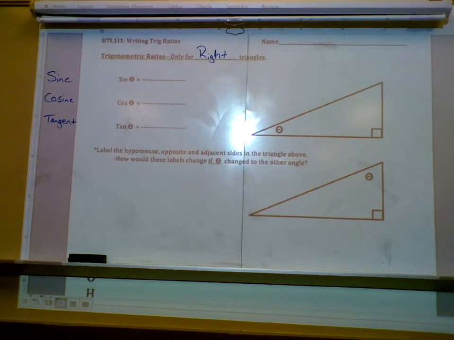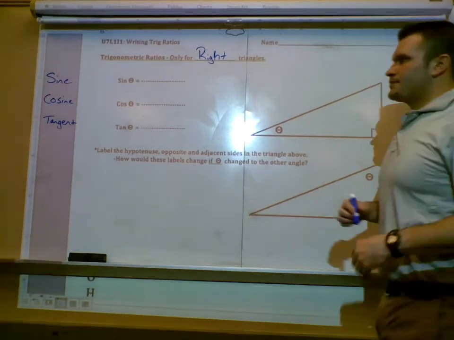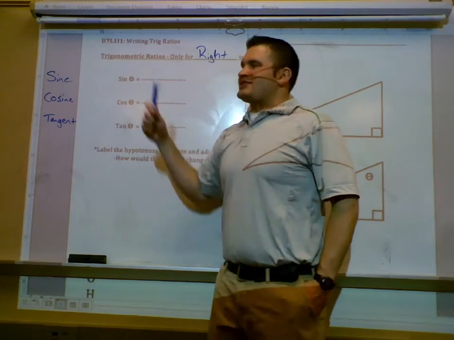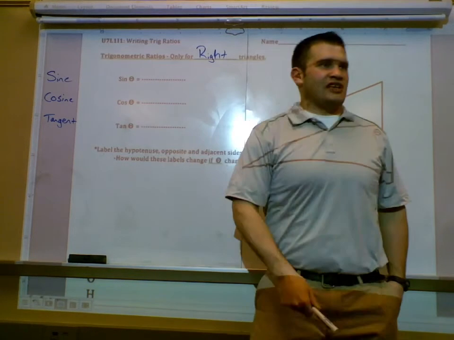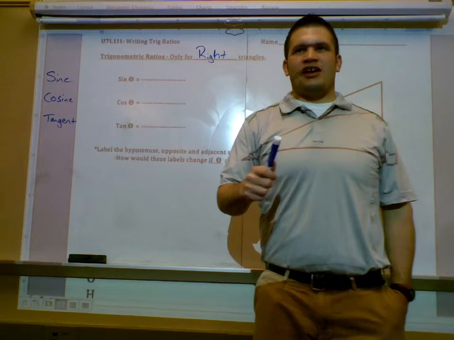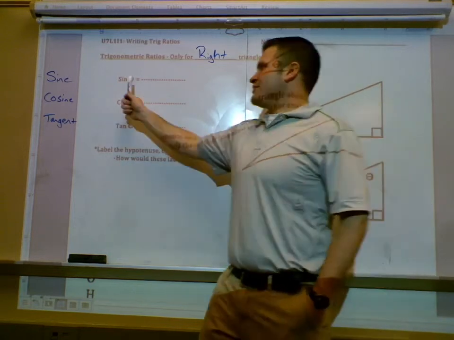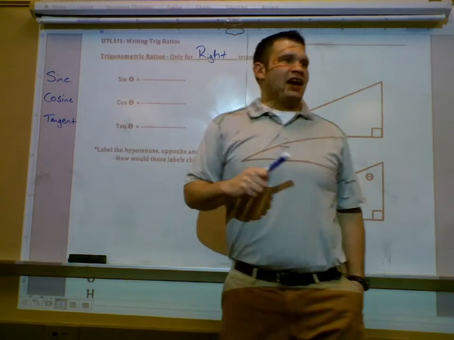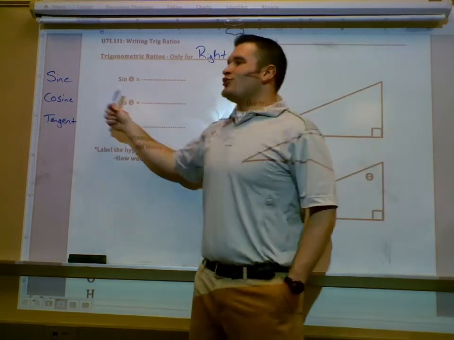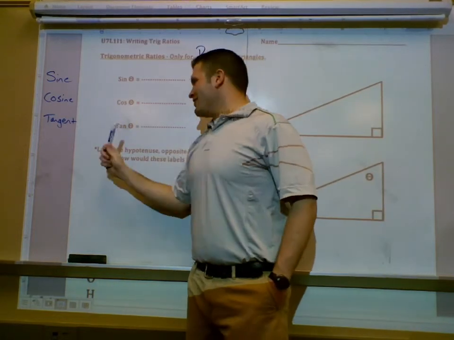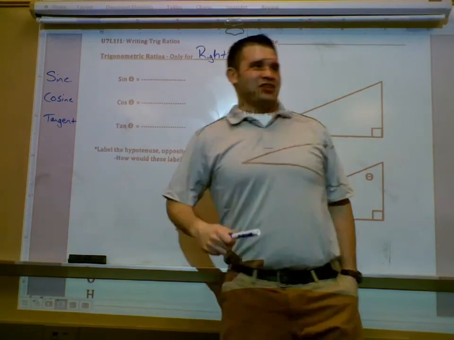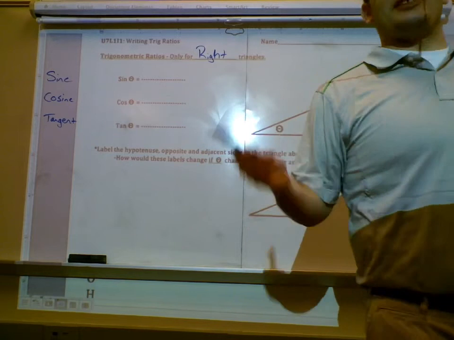So, sine of theta. Now before we get going, S-I-N, C-O-S, T-A-N. S-I-N is not "sin." It's an abbreviation for sine. Cos is not "cos," it's cosine. Not "tan," tangent. That's what I struggle with the most. I always say tan, but it's tangent.